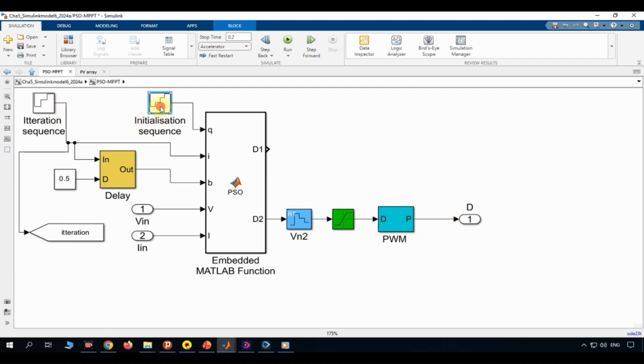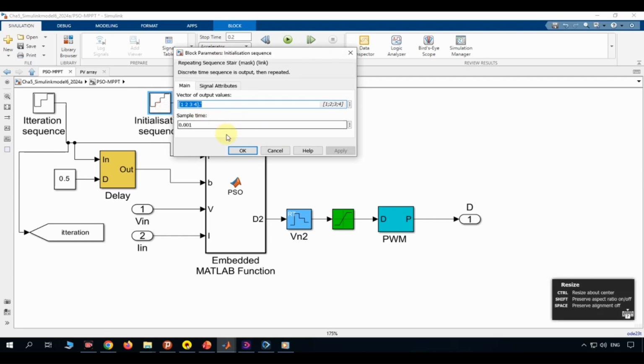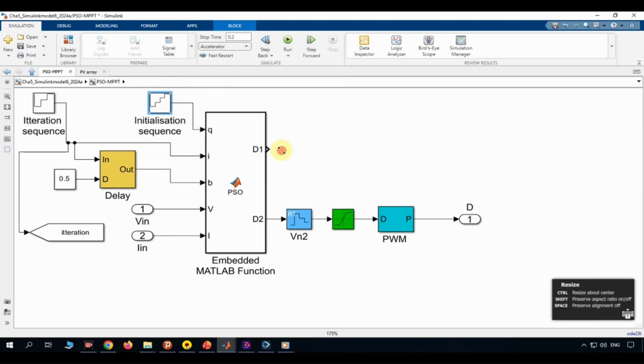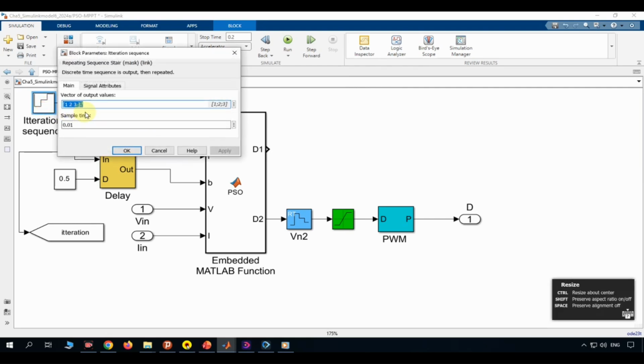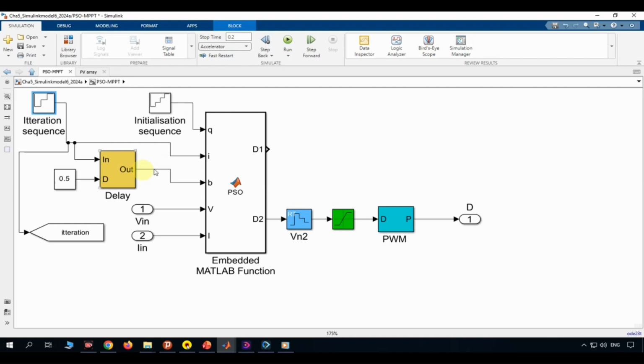First, the initialization sequence creates the initial duty cycles for the 3 particles. After initialization, the iteration sequence selects particles 1, 2, and 3. Each particle is applied to the converter. The resulting PV voltage and current are measured, and the PV power is calculated. The algorithm compares the measured power with the particle's personal best. It then updates the global best if necessary. Using the personal best and global best positions, the PSO algorithm calculates a new velocity and a new duty cycle.